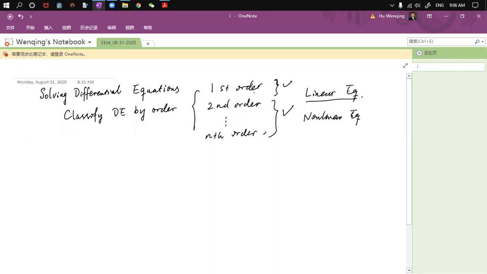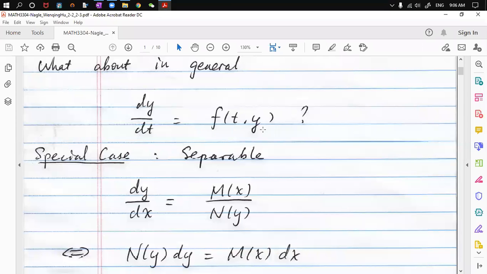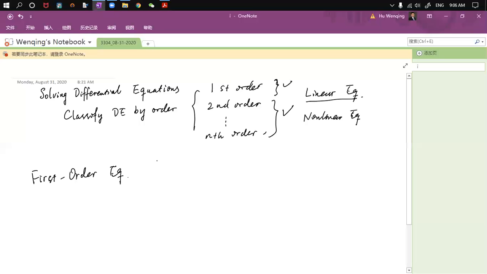Now, how are we going to solve first order equations? What's the general first order equation? Well, the general first order equation should look something like this. It has the form dy over dt is equal to f of t and y.